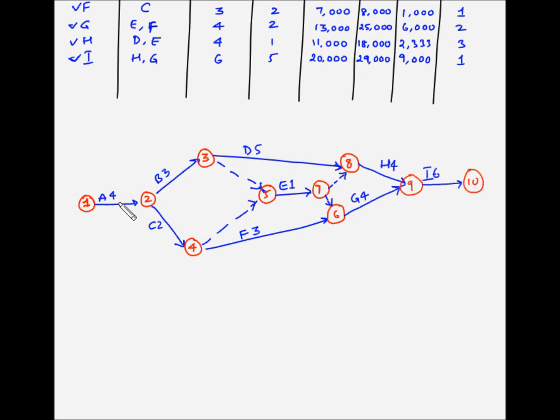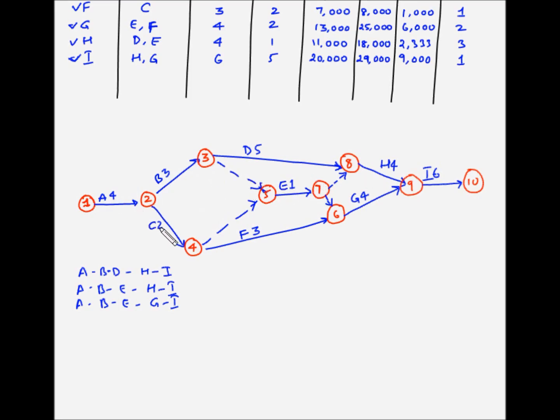So the first possible path is A, B, D, H, I. The next one is A, B, E, H, I. So we have taken the dummy route here like this. The next one will be A, B, E, G, I. Alright, so we have exhausted all the paths for A and B combination.